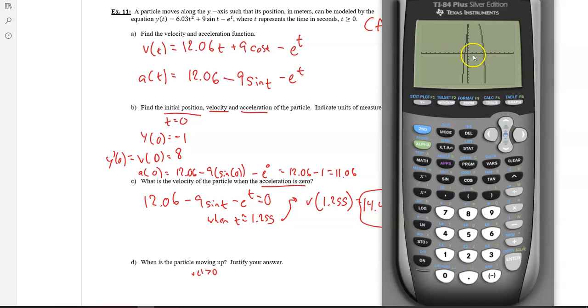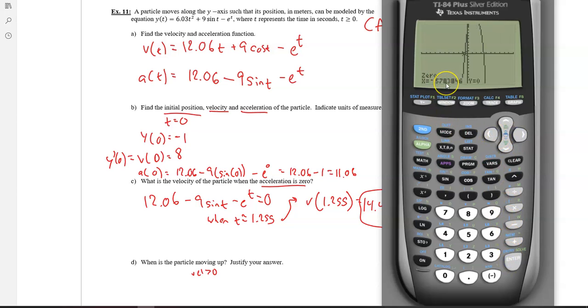Okay, and again, we might have to adjust our window here, but it looks like our velocity is positive in this range right here, from this 0 to this 0. So again, we just find the zeros. And sorry, I know my time is up here, guys. I apologize. Almost done.